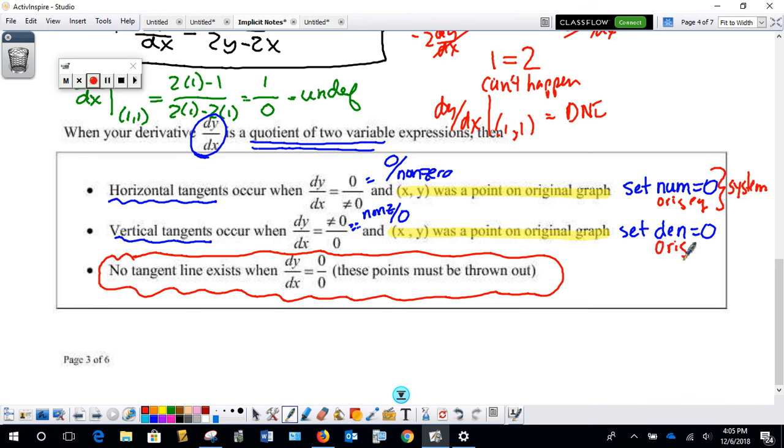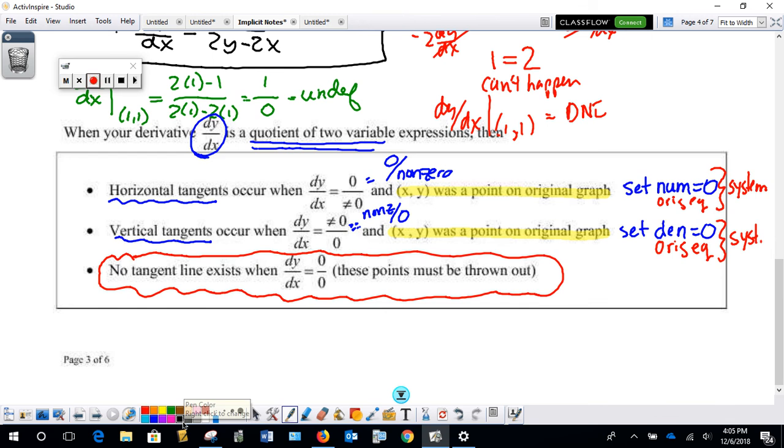Likewise, down here, you set the denominator equal to 0 and the original equation, and that's going to make a system for you. So that's the more challenging part of a lot of these, figuring out horizontal tangents and vertical tangents, because you end up having to take into account that the (x, y) had to be a point on the original graph, which means the original equation has to be true. And so it pretty much always ends up being a system.